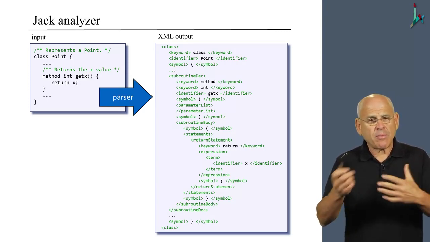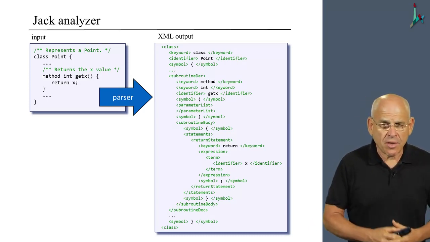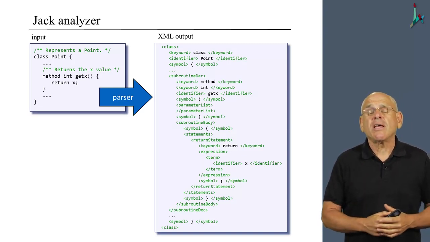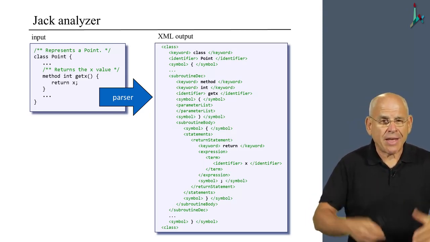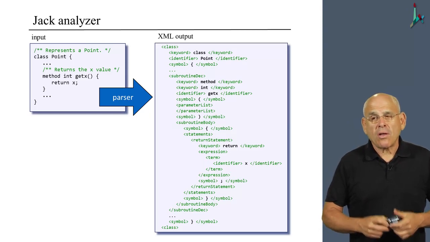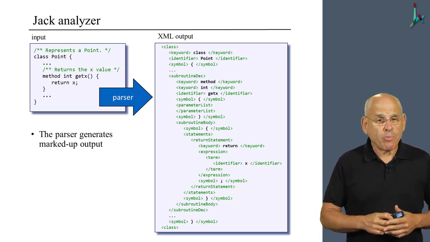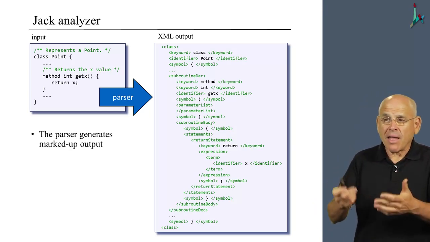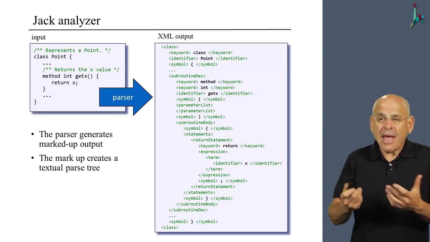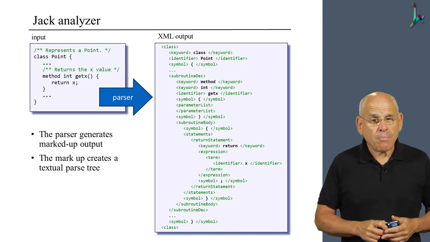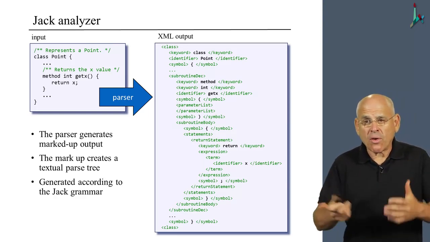And by the way, I use the terms parser and syntax analyzer interchangeably, and in the context of this unit and the subsequent units, when I say parser, I mean the parser which already has the tokenizer embedded in it. So we see that the parser generates marked up output. And it is marked up according to the XML format. And the markup actually creates a textual parse tree. And this parse tree is generated according to the Jack grammar.